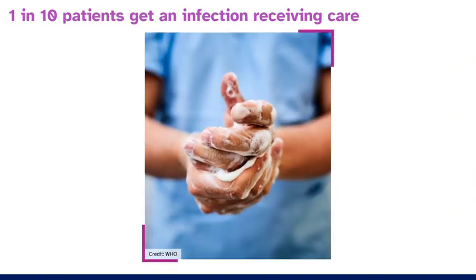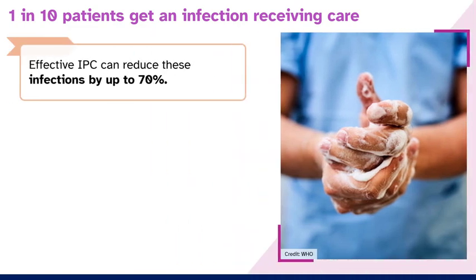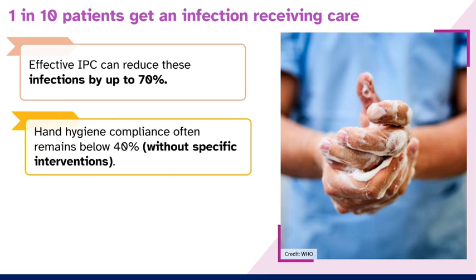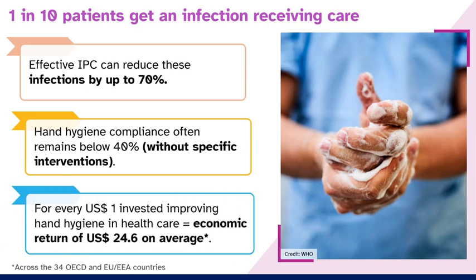Data reveal a pressing issue in healthcare. 1 in 10 patients may acquire an infection, with over half of surgical site infections potentially resistant to antibiotics. Effective IPC can reduce this infection by up to 70%, yet hand hygiene compliance often remains below 40%. Improving hand hygiene practices could prevent up to 50% of avoidable infections, offering significant health and economic benefits.